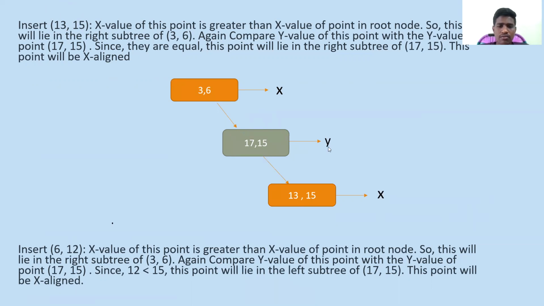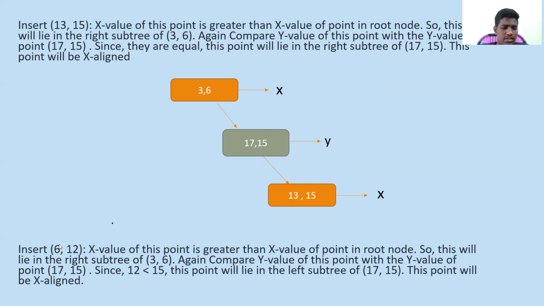As this is 17 comma 15, we have to compare the y dimension 15 with this 15. This 15 is equal to this 15, so we have to keep this to the right side of this 15. Here again compare the y value of this 17 comma 15. Since they are equal, this point will lie in the right subtree of 15. This is first x, and 17 comma 15 is y, and 13 comma 15 is x.